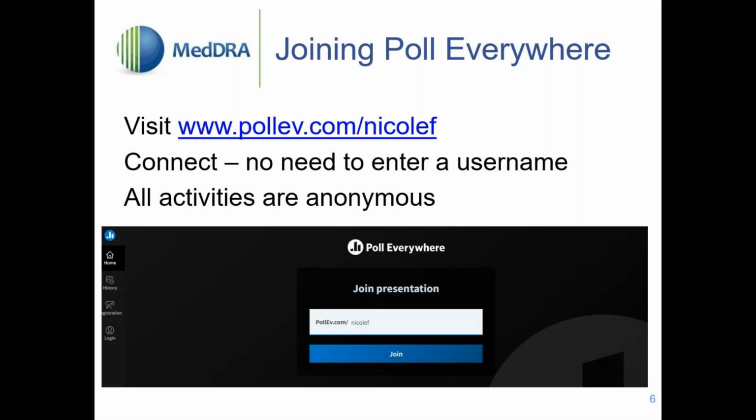Here, these are instructions on how to join the Poll Everywhere application, and this is going to allow you to give your coding choices, and participate actively in the coding questions that we have today. So you use the URL www.pollev.com/NICOLEF. So Nicole has been kind enough to share her credentials. Then once you connect or you're on that URL, you don't need to enter a username. Just go to the next screen. Just to remind you, all of your answers are anonymous, so don't be shy. Do type in your suggestions for the coding answers.